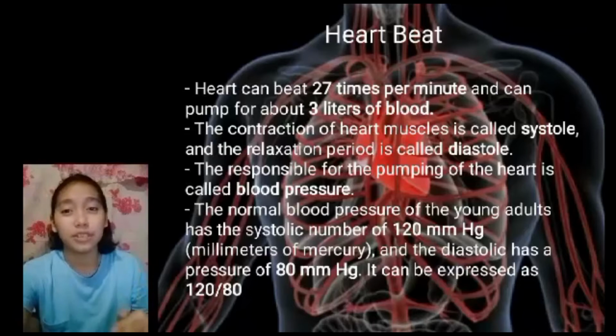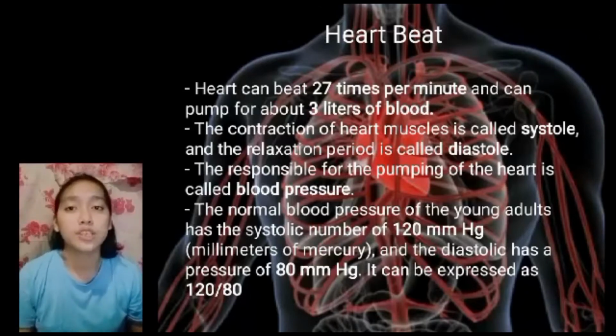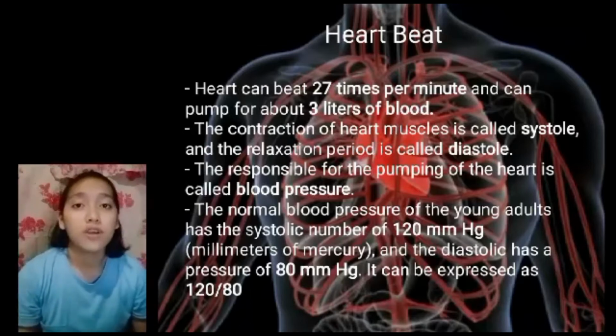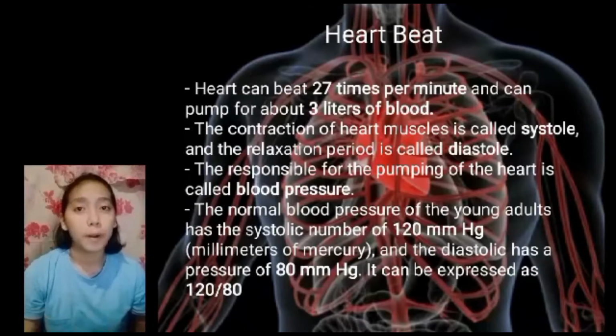Heartbeat. The heart can beat 72 times per minute and can pump about 3 liters of blood. The heartbeat uses muscles called atrial and ventricular muscles. Contraction of the heart muscles is called systole and the relaxation period is called diastole. The force responsible for pumping blood from the heart is called blood pressure.